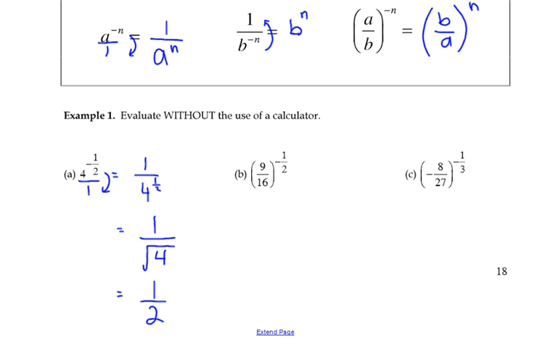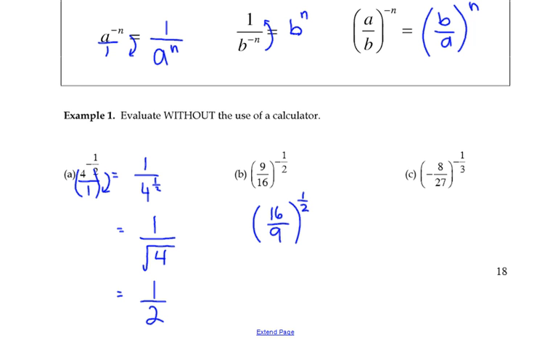So, the next guy, when we have a fraction, what does the negative exponent do? Flip it. Once we flip it, what happens to the negative exponent? It's now positive. Okay, you could have also thought of this guy as a fraction, 4 over 1, and we flipped it to 1 over 4. That would work too.